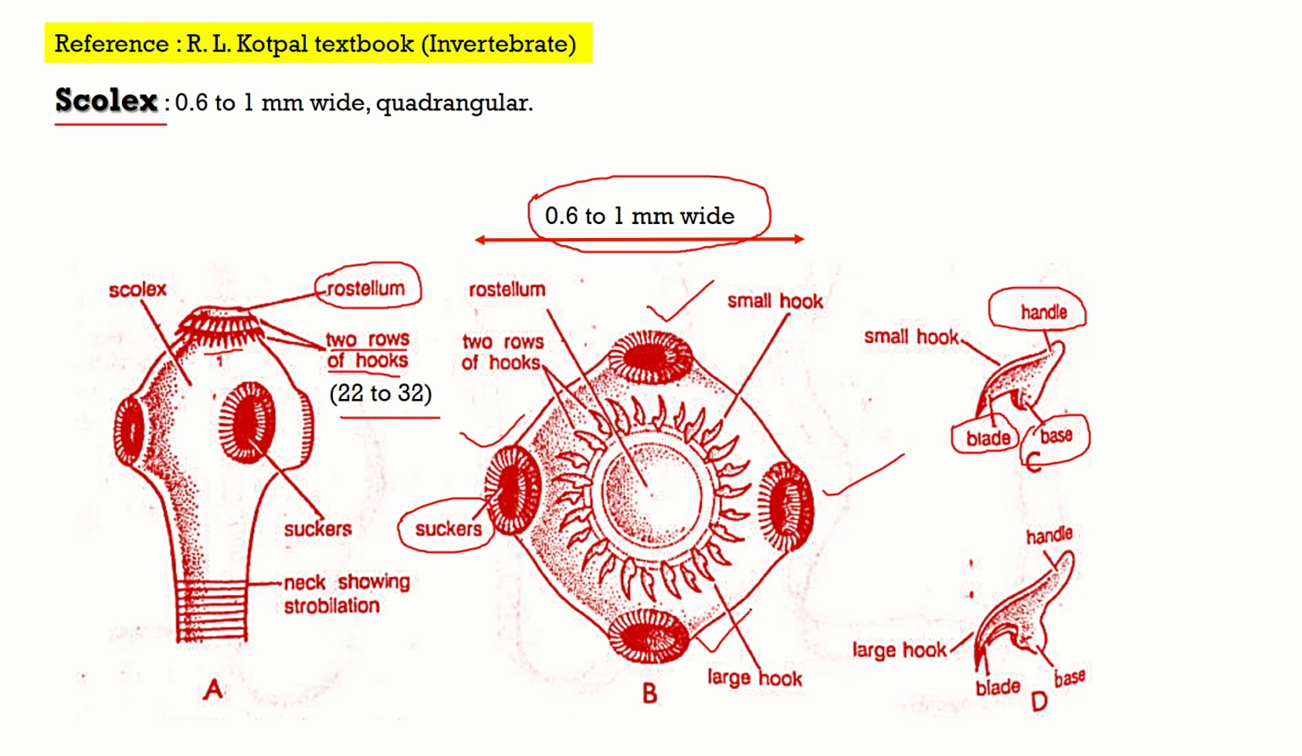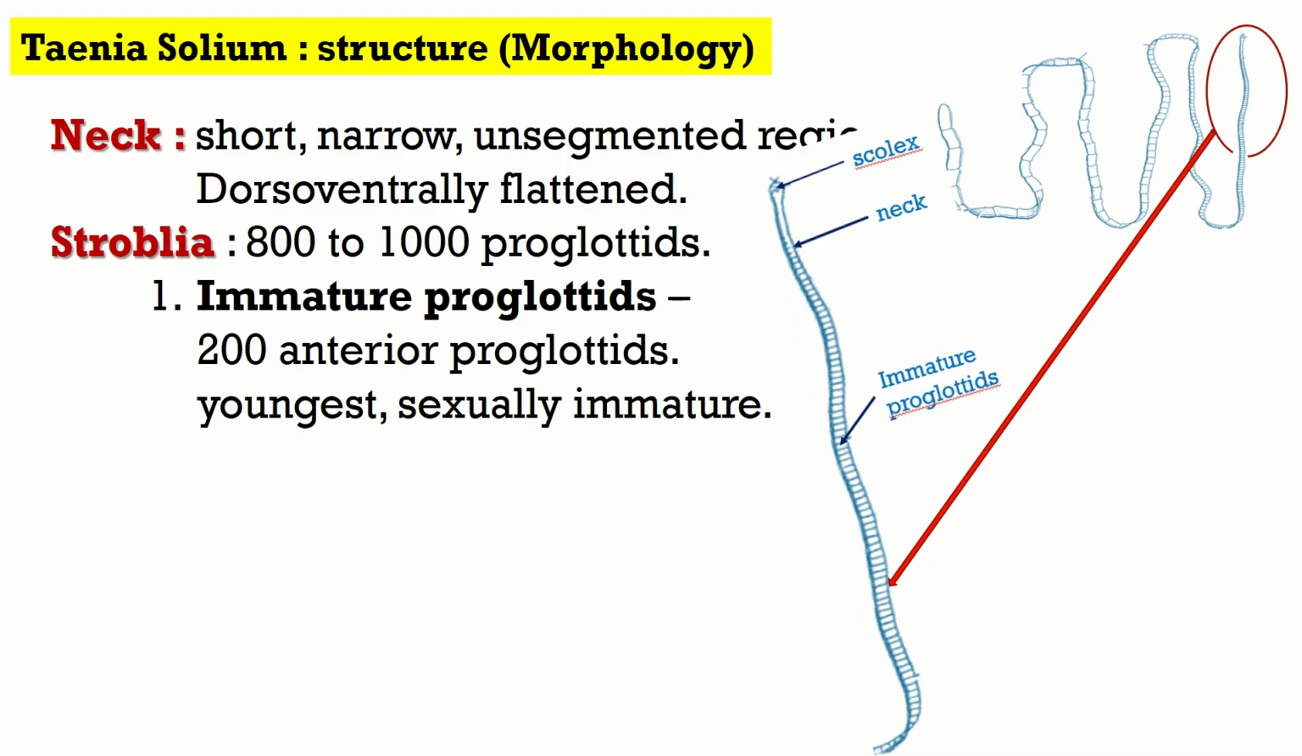The second part is the neck. The neck is a short, narrow, unsegmented region behind the scolex. It is termed the budding zone, also called the growth zone, area of proliferation, or area of segmentation.